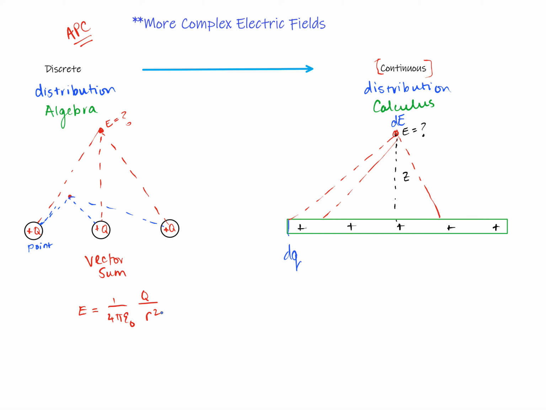And so we can still use this statement as dE equals 1 over 4 pi epsilon naught times dq over r squared. But now what's going to happen is we're going to have to use some sort of integration, right? We're going to use some sort of integration in order to sum up this entire distribution of charges to get the total electric field at that point. So it's really just a continuous version of what we've been doing before. Now, our goal over the next several videos is to learn a few different methods.